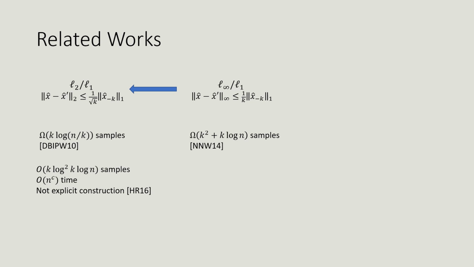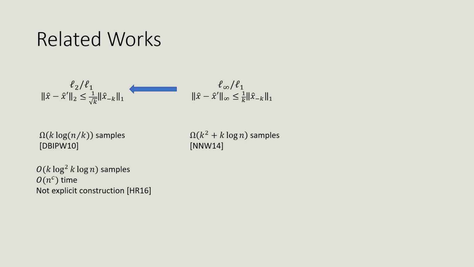They achieved O(k times log squared k times log n) samples, optimal up to log factors, but the runtime is polynomial in n. The algorithm is actually to solve a linear program of size n. Another downside is that their construction is not explicit. They only showed there exists a deterministic choice of these many samples to recover the top k frequencies for any x. But it is not clear how to determine the positions of the samples in polynomial time in n.